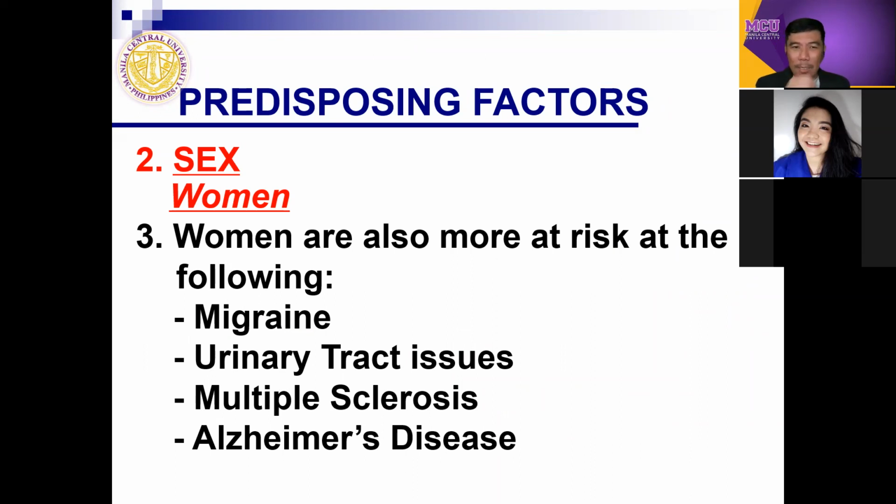They are more high risk for migraine. Why? Based on research and scientific basis, it is hormonal related. For urinary tract issues, why are females prone? It's anatomical, di ba? Anatomically, females are more prone simply because of the shorter urethral canal compared to males. Moreover, this leads to easier travel of the microorganisms compared to males.